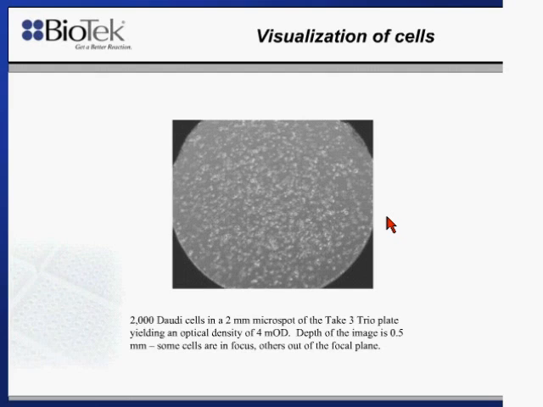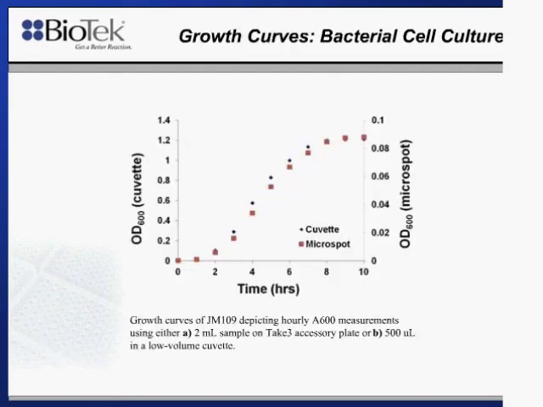And finally, I'd like to show you some data. This is a standard growth curve, bacterial curve, and what we're showing here is a comparison of 1 centimeter path length measurements. So if you were to measure half a ml of the sample in a low volume cuvette versus 2 microliters of sample. Oh, I'm sorry, actually, those are the wrong units. So that's 2 microliter sample on the Take3 versus half a mil in a low volume cuvette. And you can see we have excellent correlation.